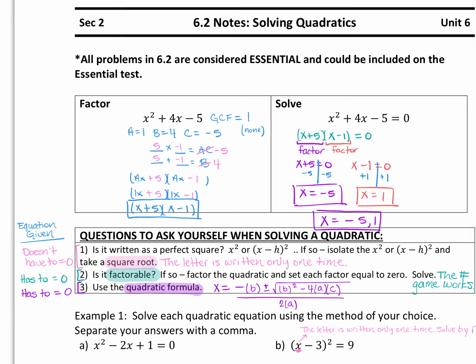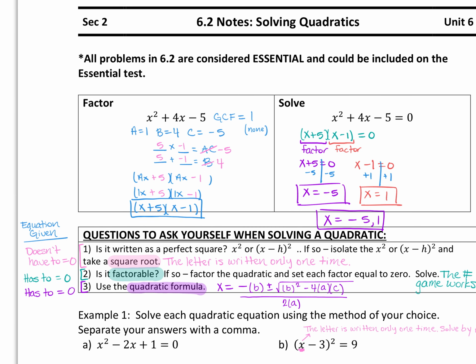It's important to recognize that with all these different methods for solving quadratics, the equation that you start off with when solving by square roots does not have to equal 0. When you're factoring, the equation does have to equal 0. As well as with the quadratic formula, the equation also has to equal 0. So with factoring and quadratic formula, sometimes you have to add or subtract things to one side so that you get the equation set equal to 0.